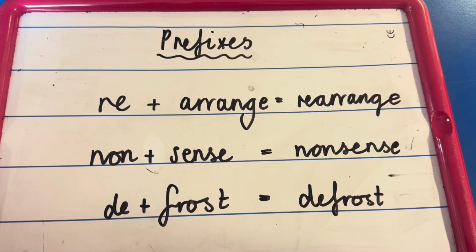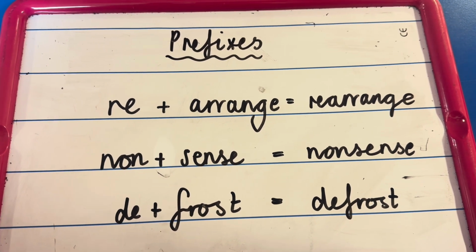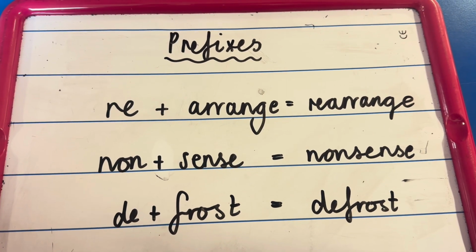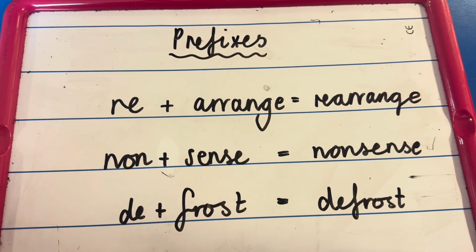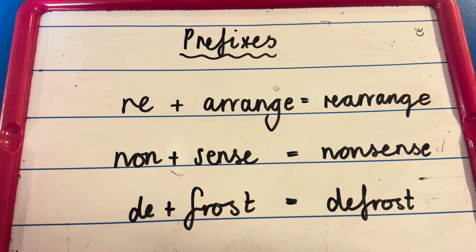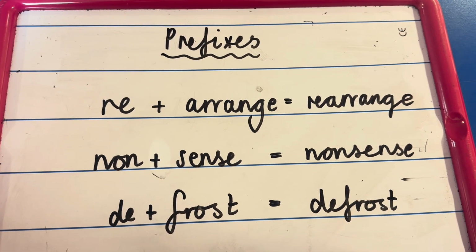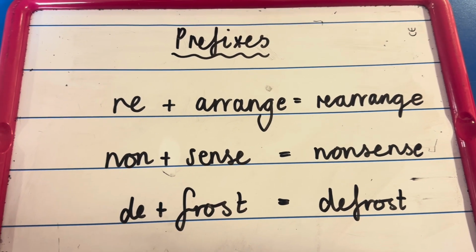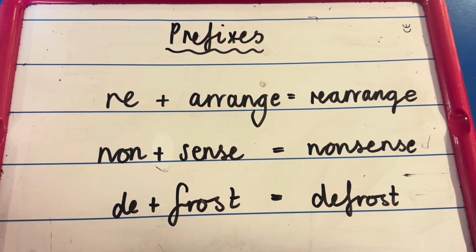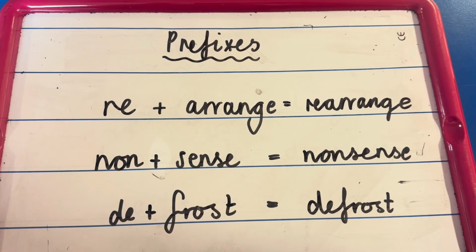Having a closer look at prefixes, prefixes can be added on to different root words. Root words are the words that are in the middle of our word sums here. They belong to word families where we can add prefixes and suffixes onto them, either at the beginning or the end. So we have re as a prefix added onto arrange, making rearrange. Non as a prefix added onto sense, making nonsense. And de as a prefix added onto frost, making defrost.